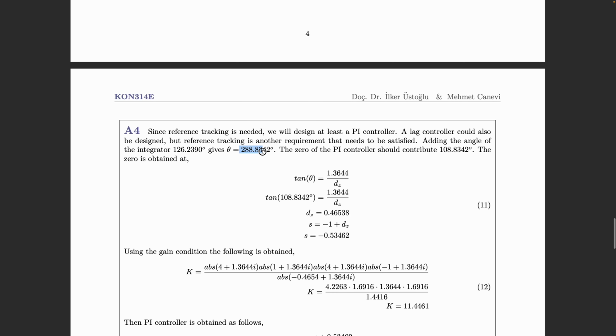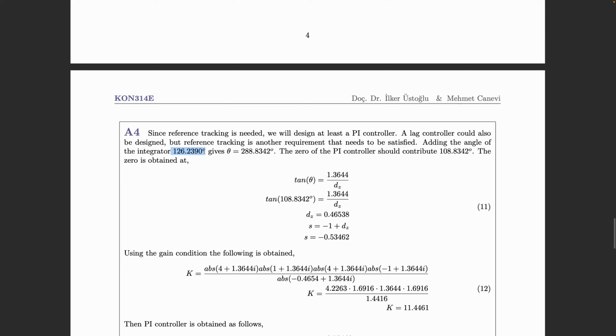Adding 1 pole ended up giving us the sum of angles as 288 degrees, which was an overkill, which was too much. So we used a 0 to compensate that, and since we added 126 degrees with a pole, it would be imaginable to add 108 degrees of angle contribution with a 0, which is not exactly at the origin, but a little bit to the left.